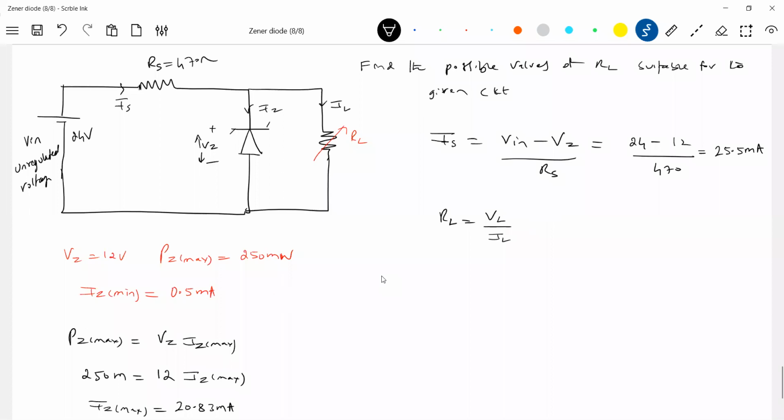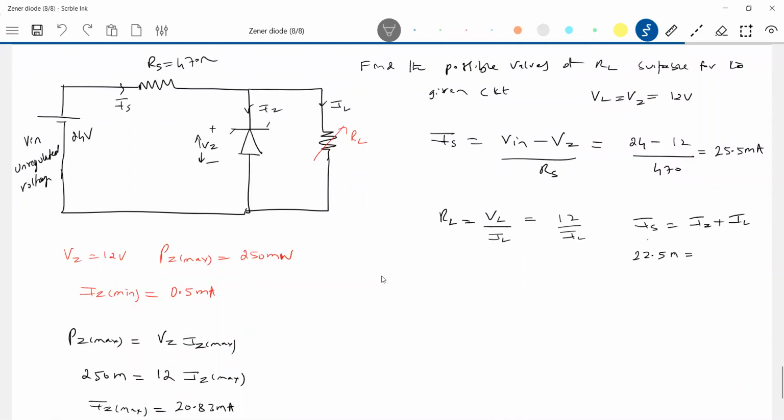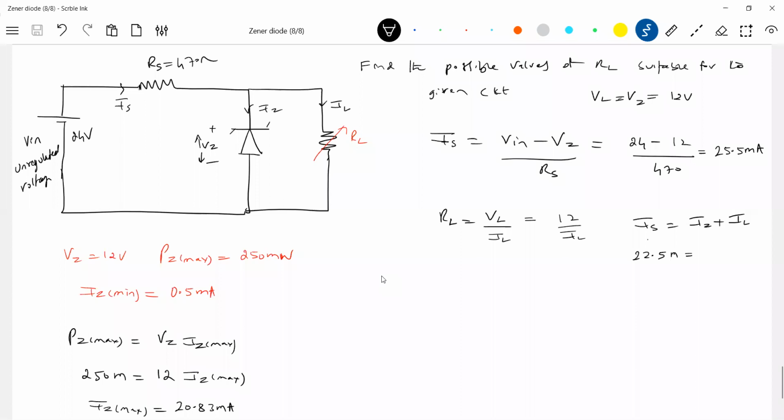And we know VL equal to VZ. I think this is equal to 12 volt. Now, RL will be maximum when IL is minimum, and this will be 12 by IL. And we know applying KCL, IS equals IZ plus IL. IS is fixed here now. IS is how much? 22.5 milliampere. So when IL will be minimum, is IZ maximum or minimum? When IZ is maximum, IL will be minimum. So this IZ is maximum at 20.8, then IL will become minimum.